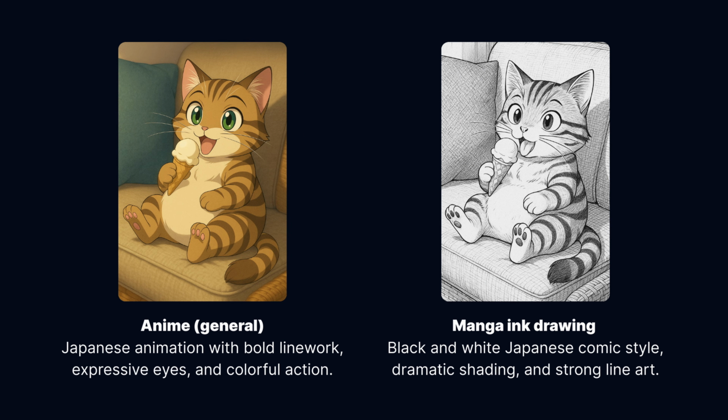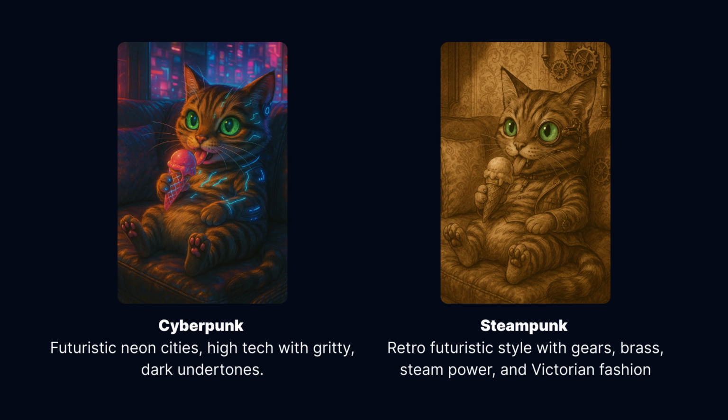Then we have anime, just the general kind. Japanese animation with bold line work, expressive eyes, and colorful action. Manga ink drawing, black and white Japanese comic style, dramatic shading, and strong line art. Next we have cyberpunk. This is a futuristic, neon cities, high tech with gritty, dark undertones.